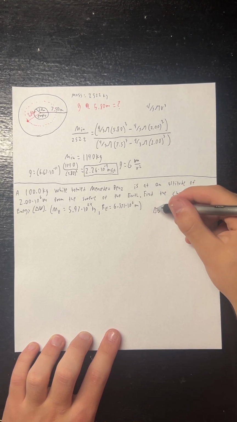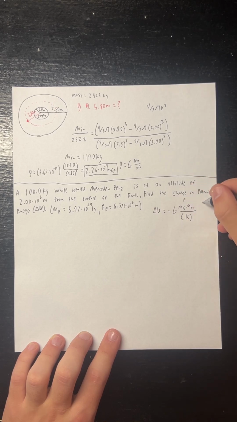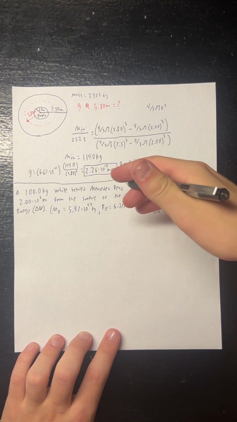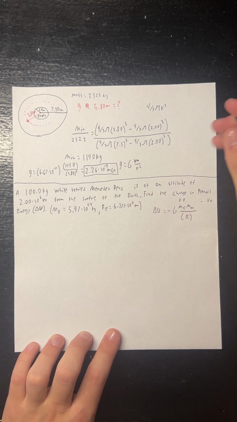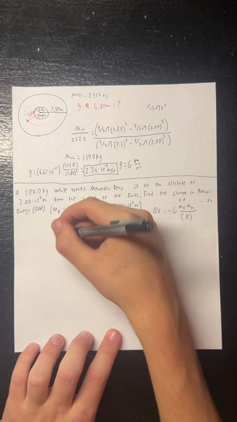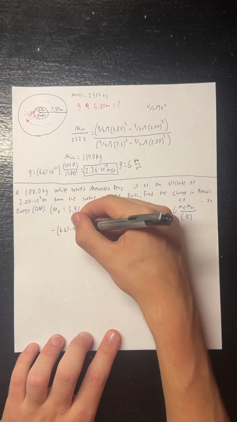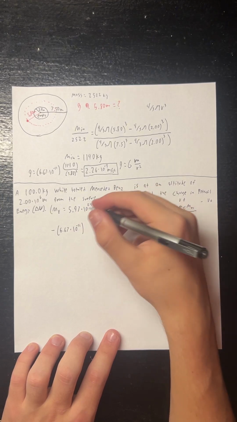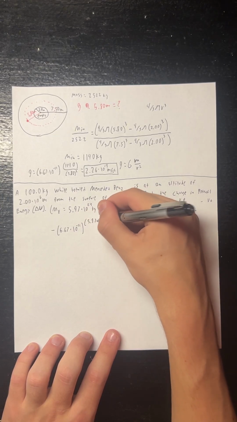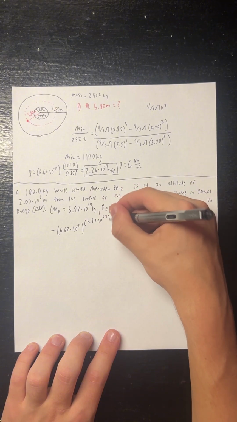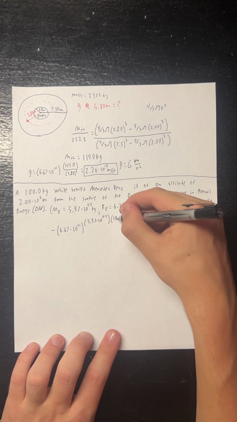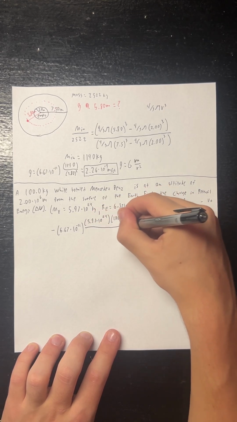Since it's delta, it's final minus initial. So U final minus U initial, and you just subtract them. So we find what the radius at the final is and the radius in the beginning. What can we do? We just plug the numbers in. First, negative 6.67 times 10 to the negative 11 times the mass of the Earth, 5.97 times 10 to the 24, times our Mercedes-Benz, 100 kilograms, all over our final radius.